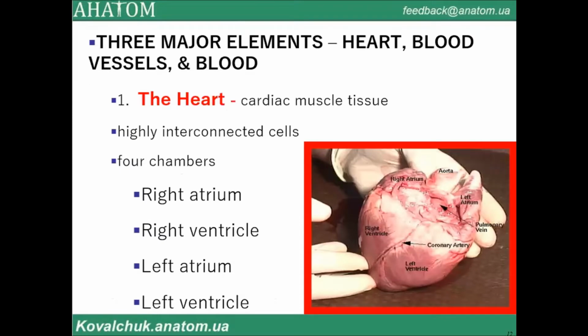Three major elements in a cardiovascular system: heart, blood vessels, and blood. It's one variant, yes? Maybe some other variant, do you know? If not including blood, it's blood vessels, artery, and vein. Yes? Yes.